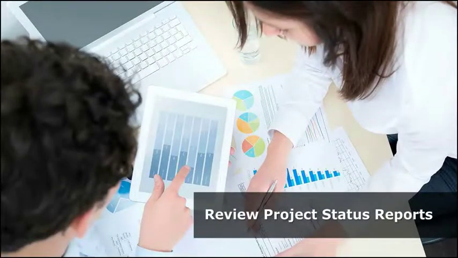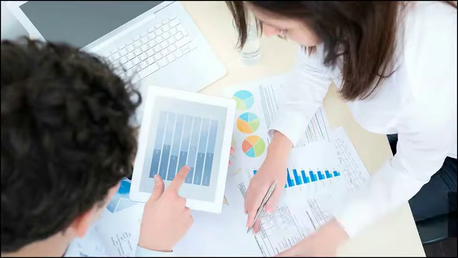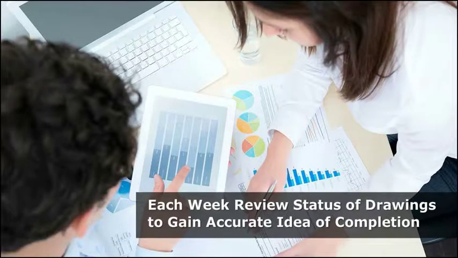16. Review project status reports. Check the percentage complete in each category of work and the total percentage complete. Note that some expenses lag by 1 to 3 weeks behind the actual activity that created the expense. 17. Each week, review the status of the drawings to gain an accurate idea of percentage completion of the drawings and specifications.